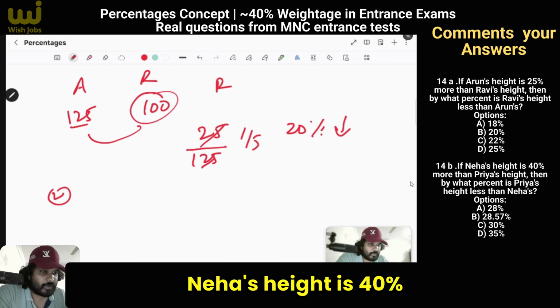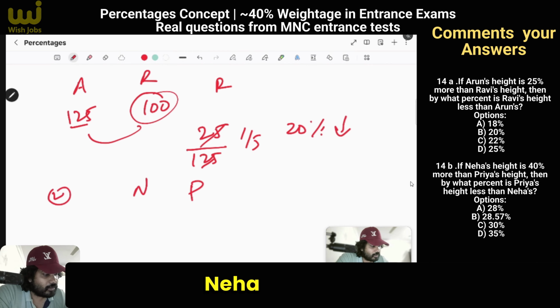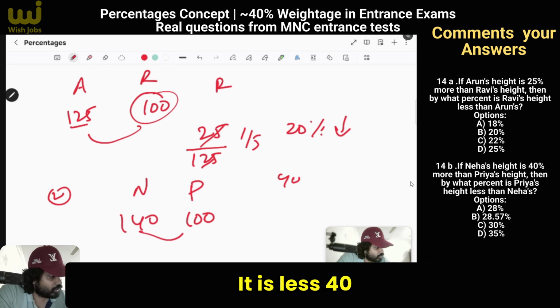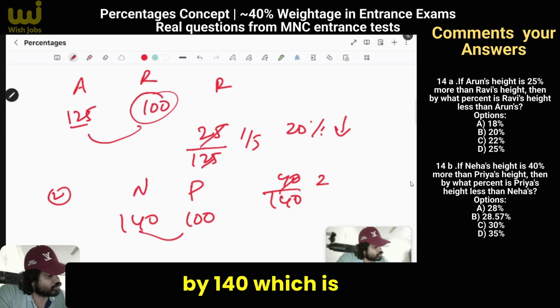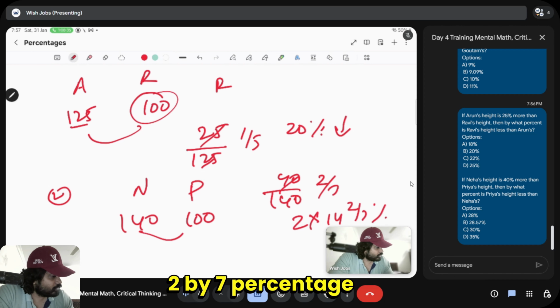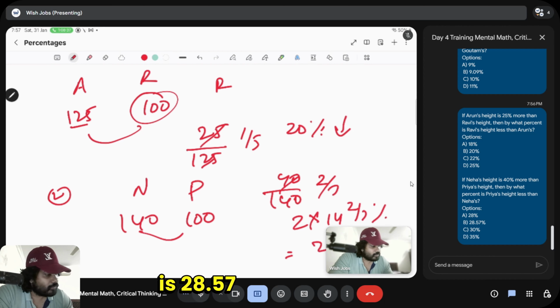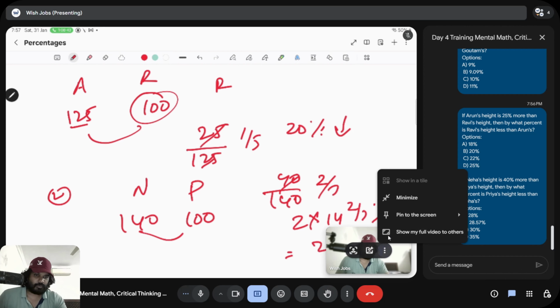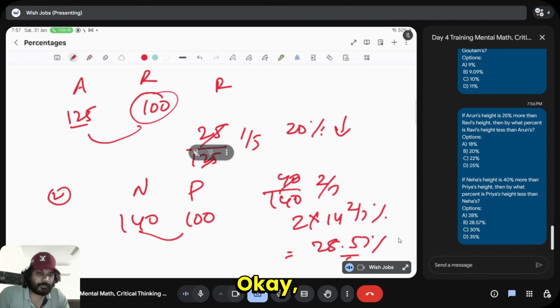The second question. Neha's height is 40% more than Priya's height. Priya is 100, Neha is 140. By what percentage is Priya's height less than Neha's? It is less 40 by 140, which is 2 by 7. That is 2 into 14, 2 by 7 percentage, which is 28.57 percentage, which is the second option. Okay.